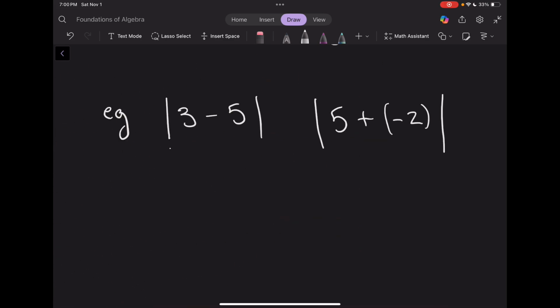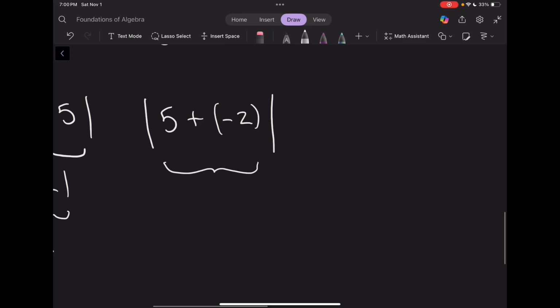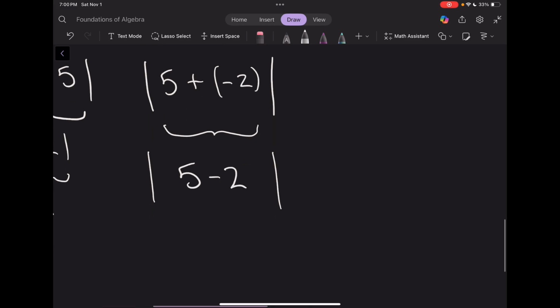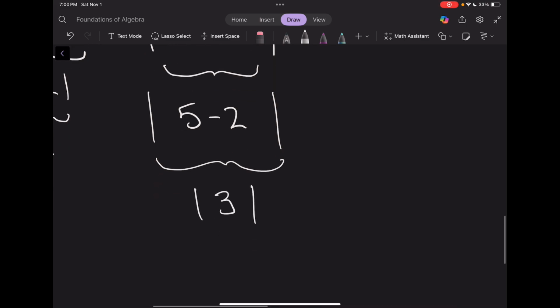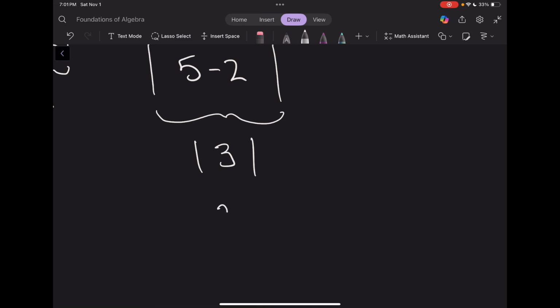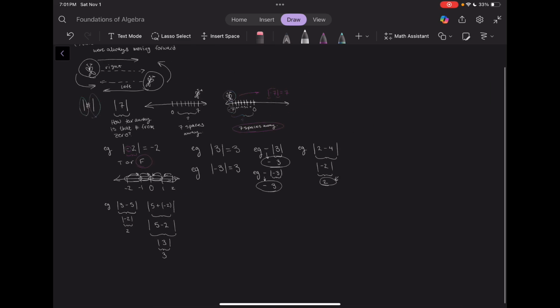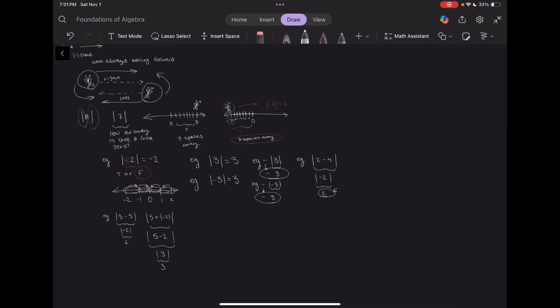Alright, let's do these. So 3 minus 5 is negative 2. And we still need to solve for the absolute value, and we get 2. So because we're adding a negative, the problem actually turns into 5 minus 2. Here we get 3, and the absolute value of 3 is 3. And that is how we do absolute value.